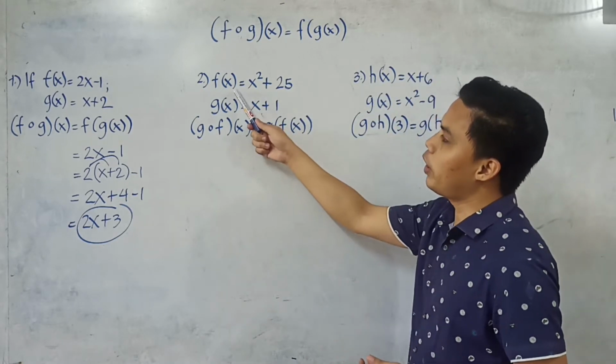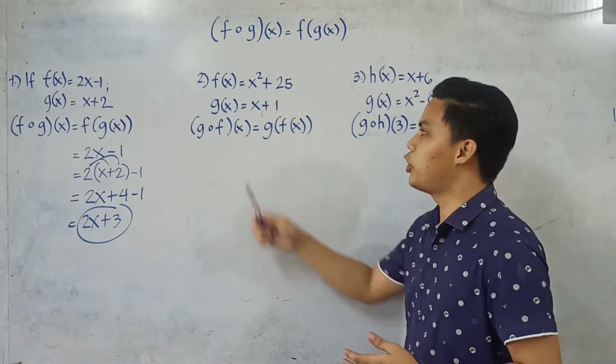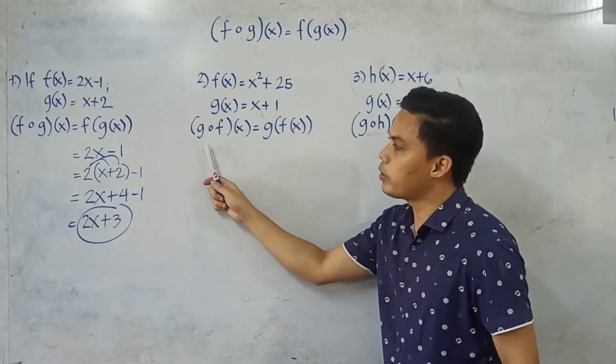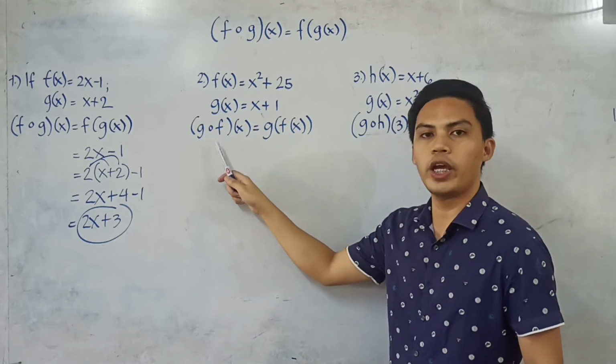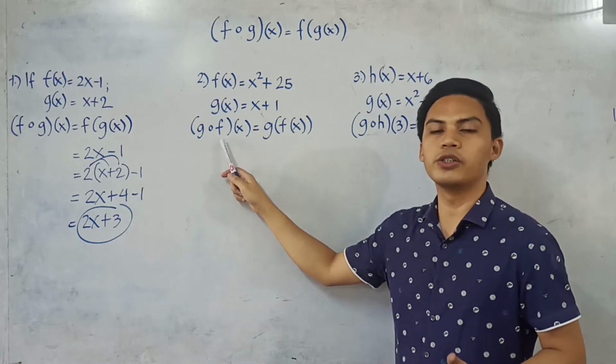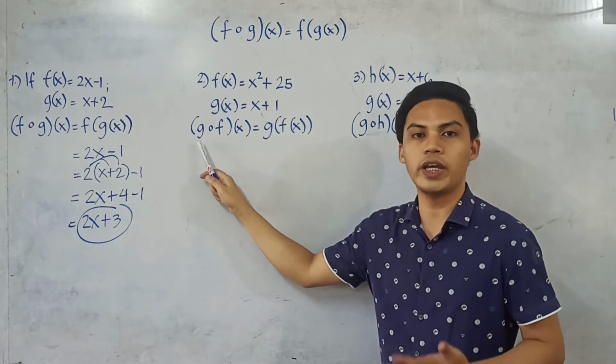Suppose we have f of x is equal to x squared plus 25 and g of x is equal to x plus 1. This time, ang hahanapin naman natin is yung g of f. Therefore, yung f natin yung inner function. Siya yung magiging domain para kay function of g or g of x.